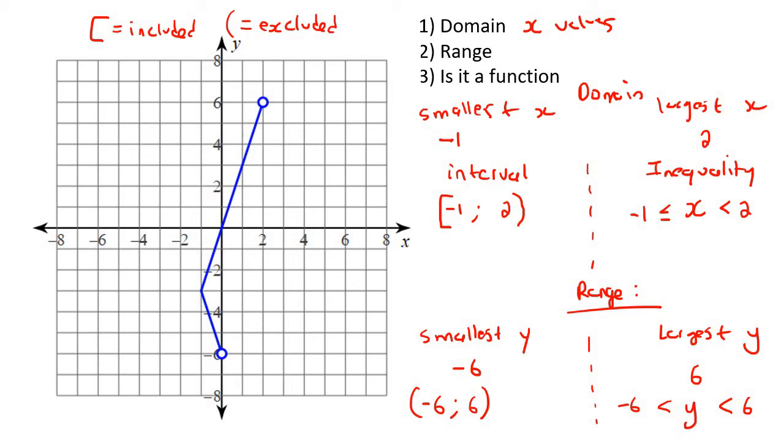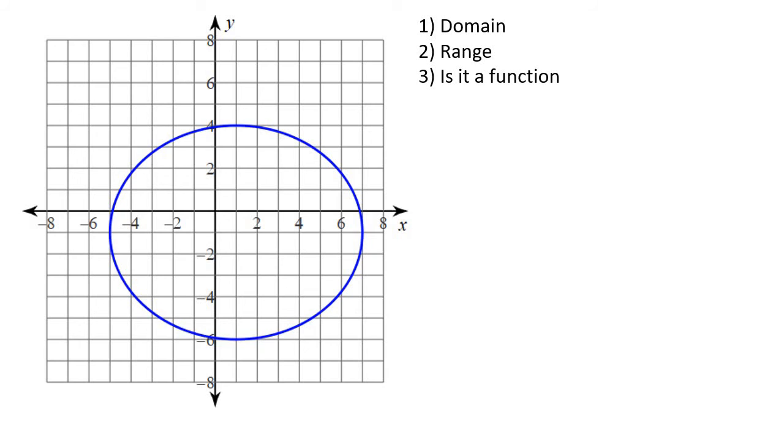Well, if it cuts more than once at any place, then it's not a function. So is this a function? No. Why? Because the vertical line cut more than once. Even though it doesn't do it there, that doesn't matter. As long as it does it once anywhere, then it's not a function. So this one is not a function. I'm going to start moving a little bit faster now.